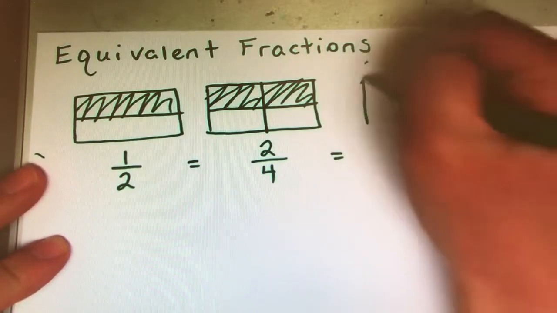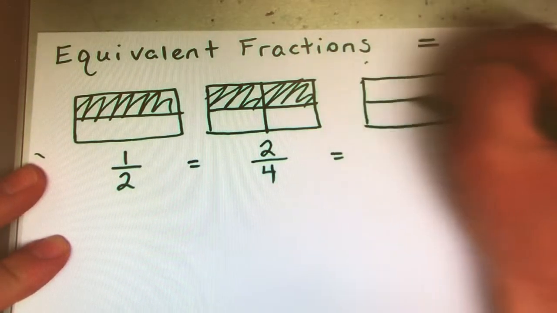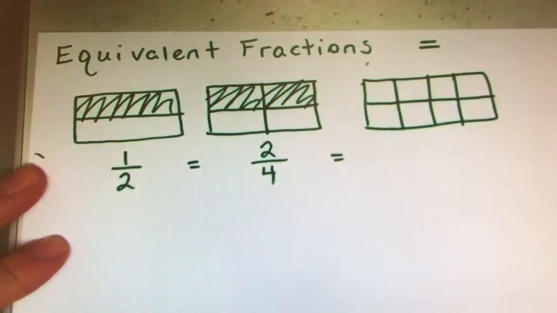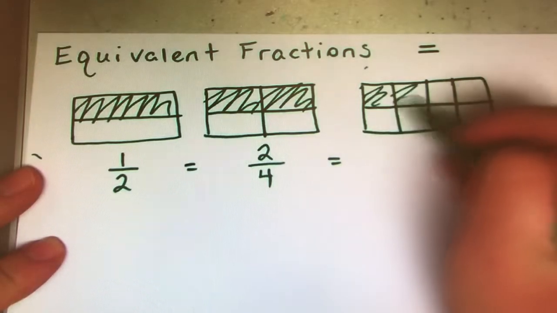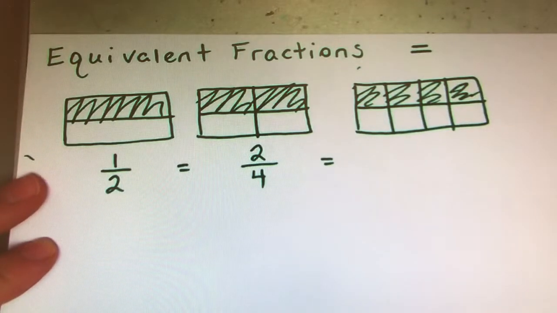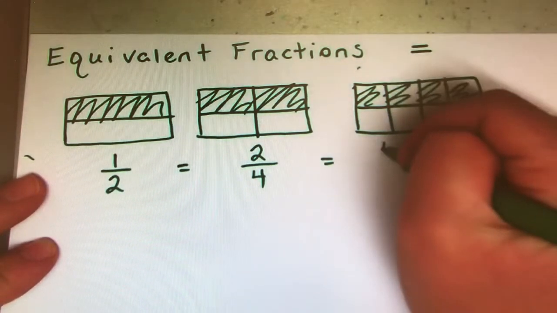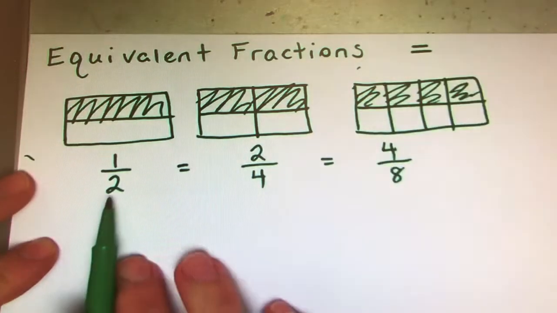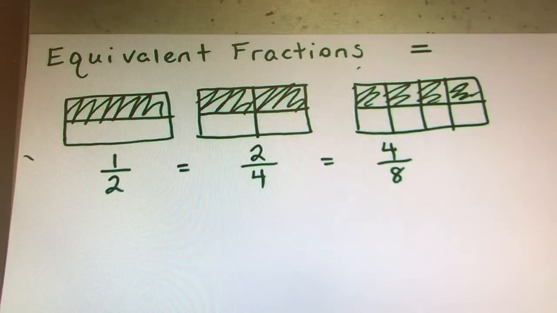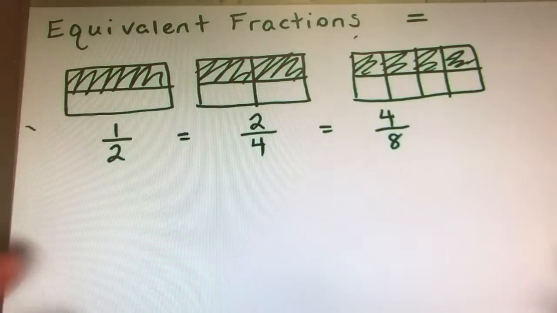I could keep on going. If I did one more, you could keep going forever. If I divided this one into 8 pieces, and again I shaded the entire top, the whole top we agree is all shaded, even though my drawing's not exactly the same. There's 4 out of 8 shaded. So 1/2 is equivalent to 2/4, and all of these are equivalent to 4/8. I could keep going on. 6/12, 5/10. Anytime the numerator is half of the denominator, it is a half fraction. So we agree those are all equivalent.